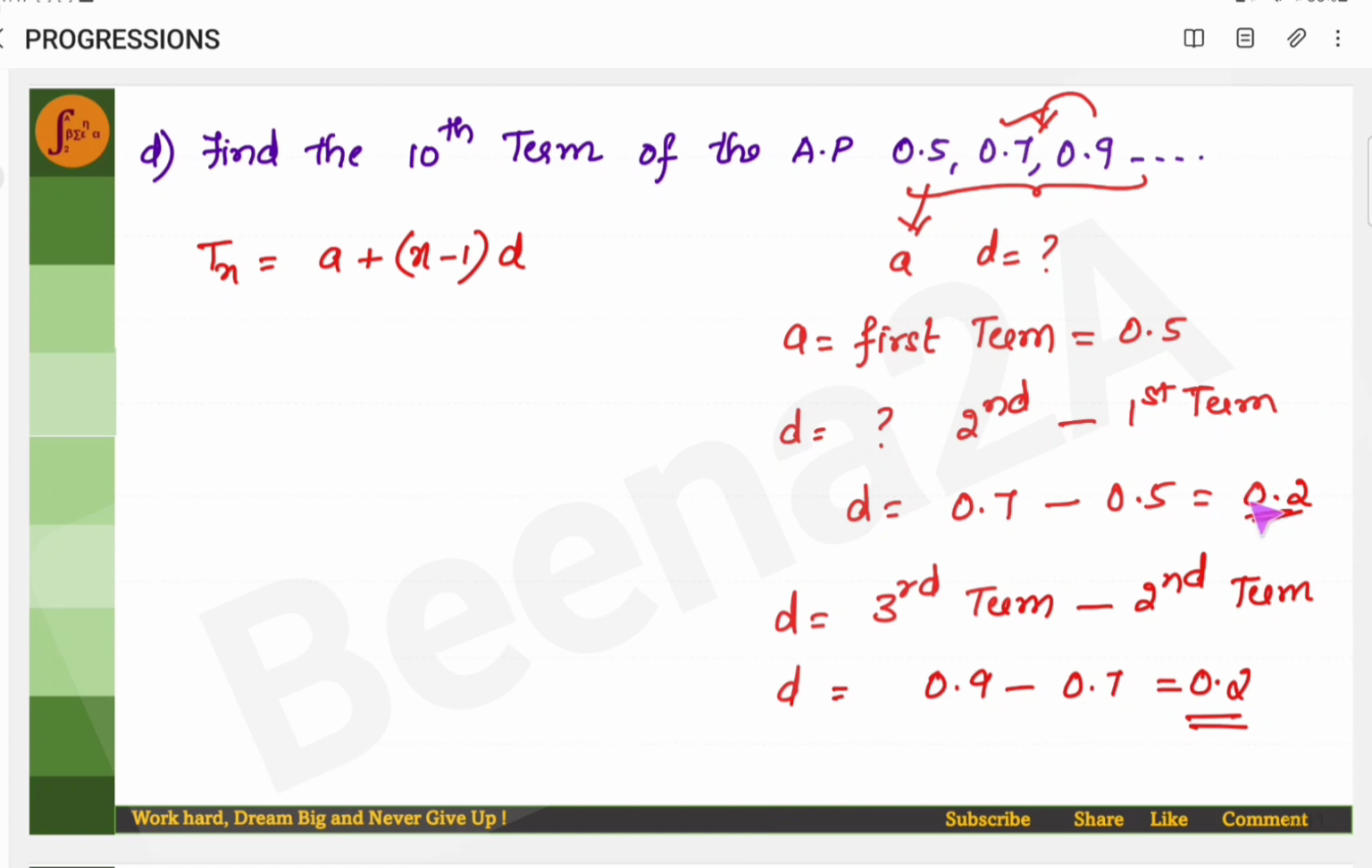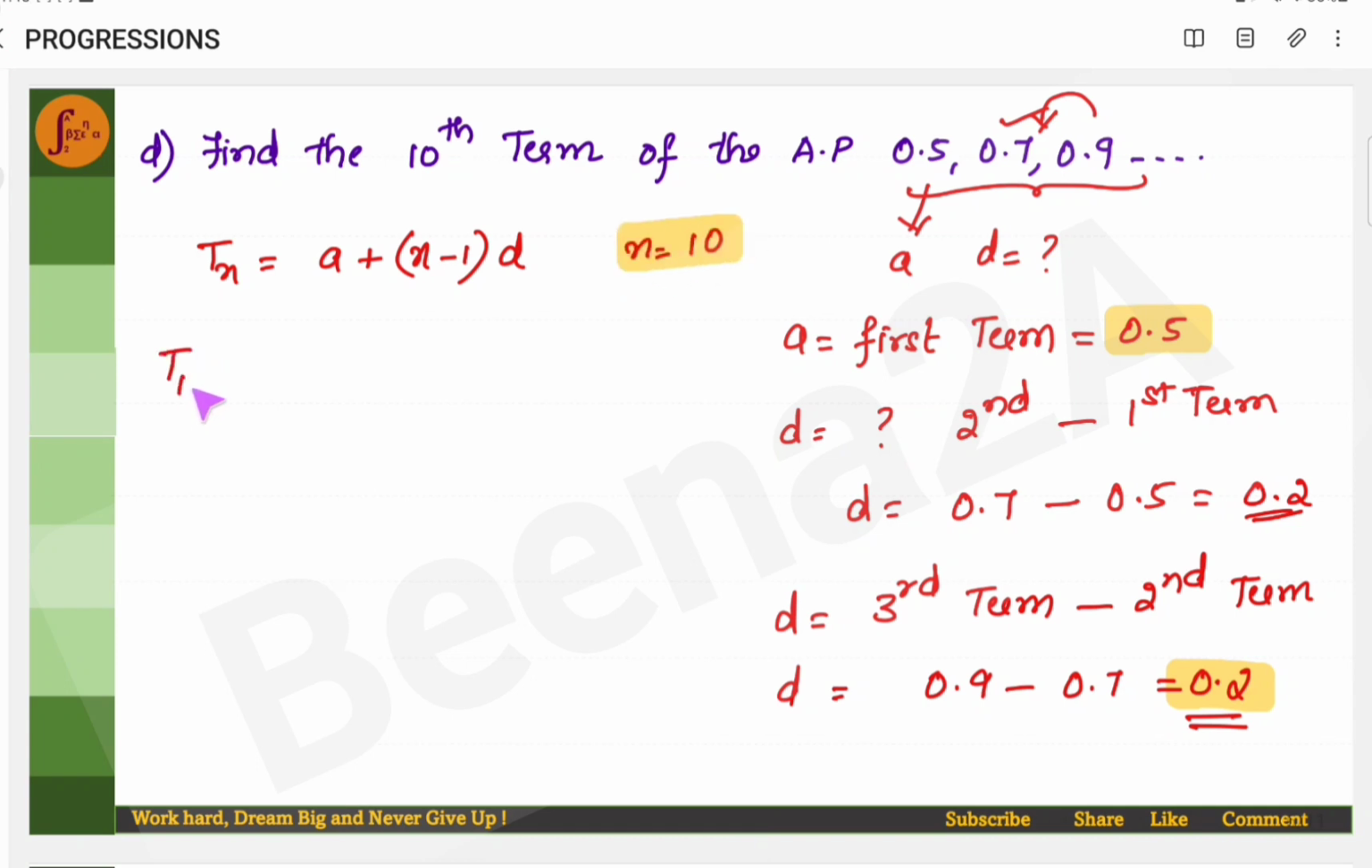So see, you don't have to do this between different terms. You can just get the difference once. You don't have to test it again between the third and second term, or the fourth and third term. I'm just doing this so that you understand. The difference is 0.2. The first term is 0.5. And we need to find the 10th term. So n is equal to 10.